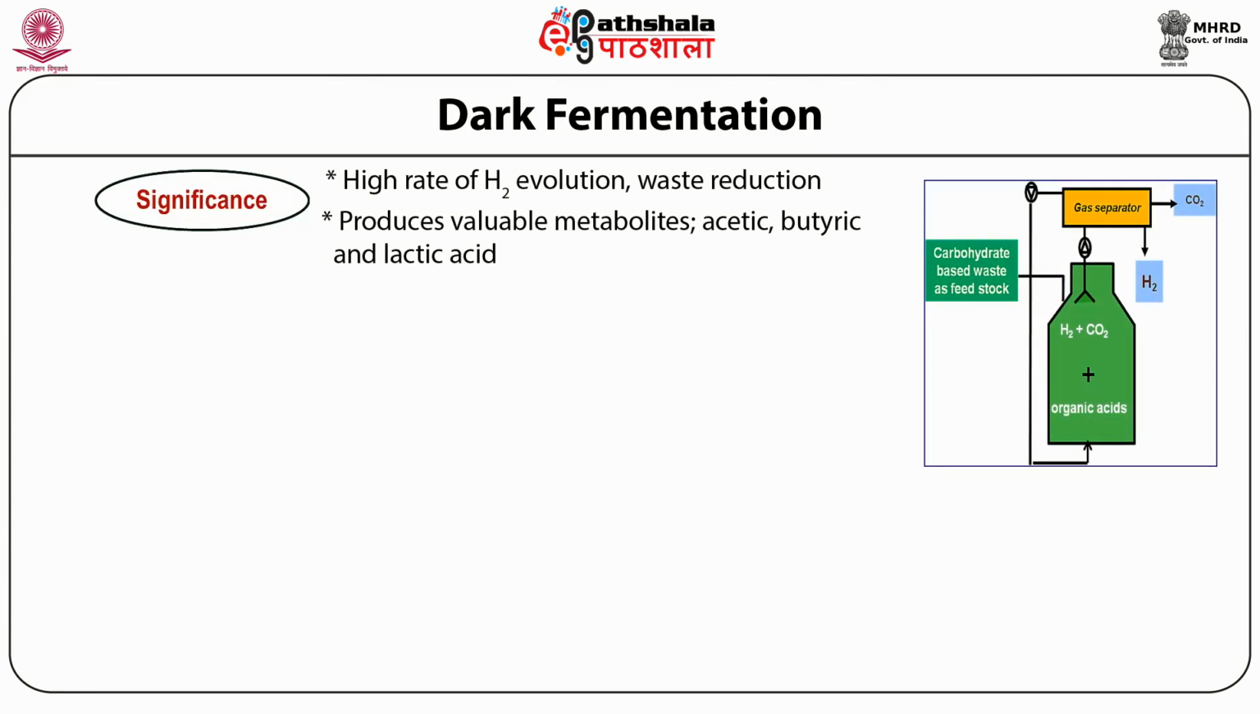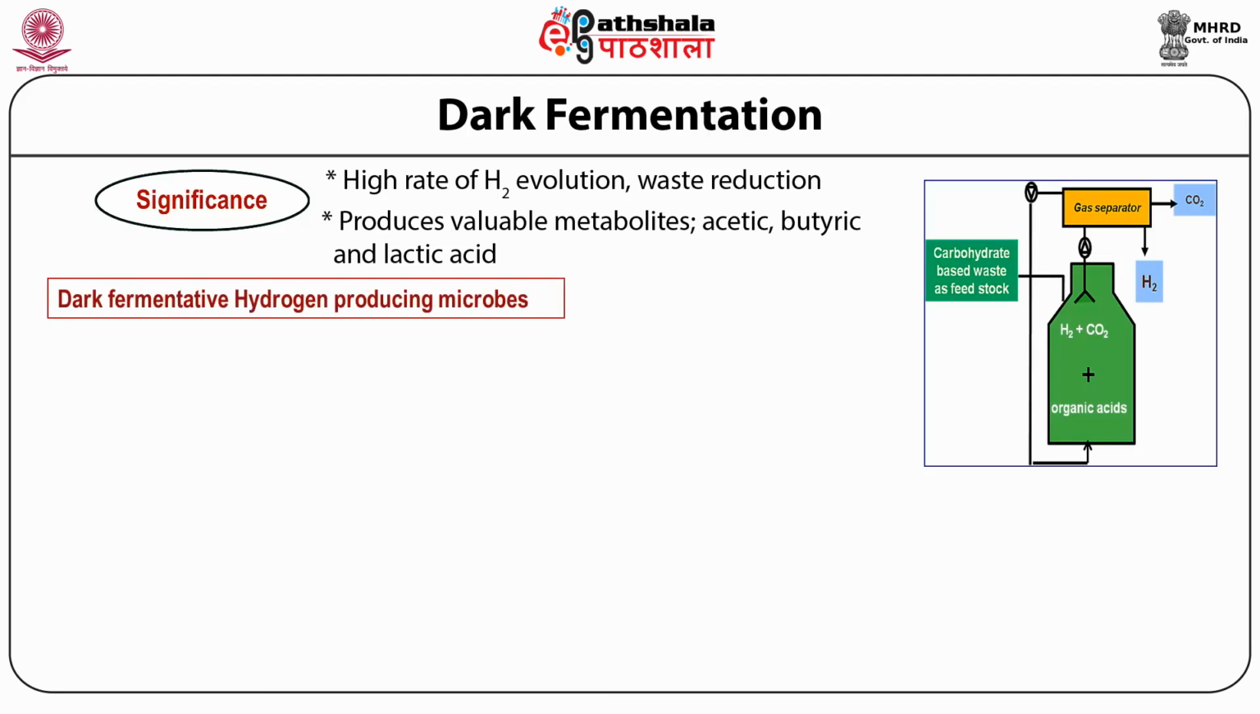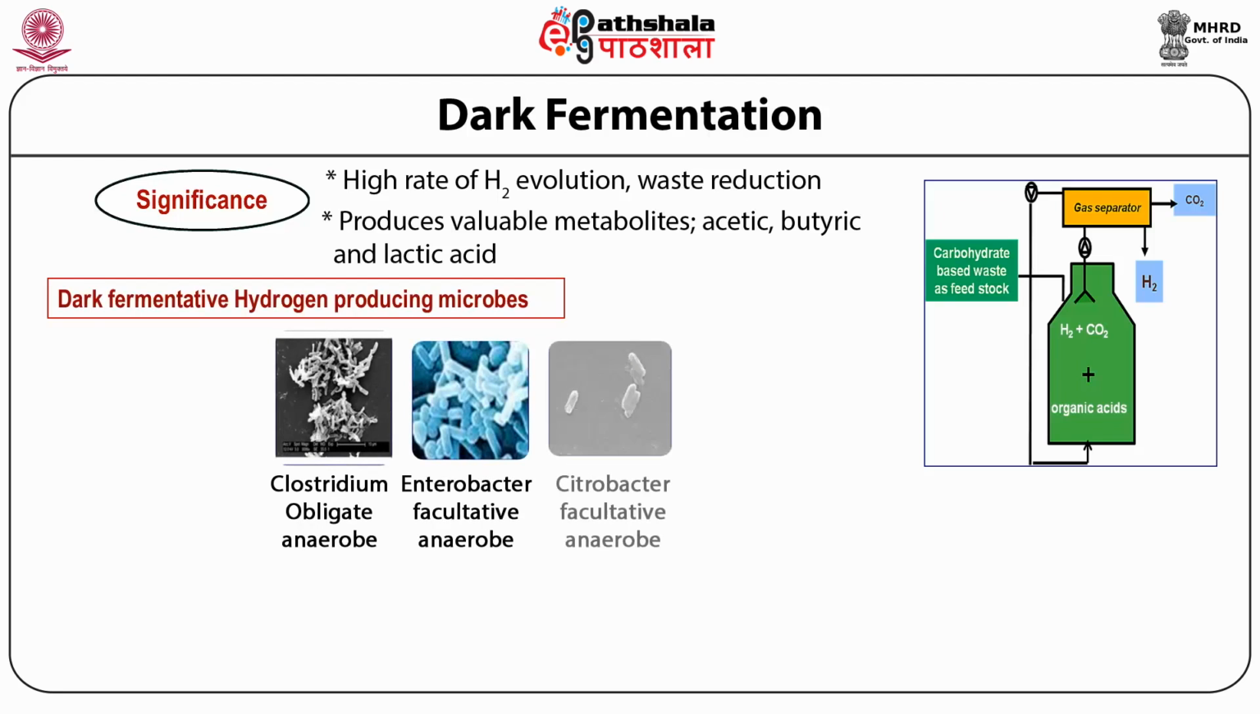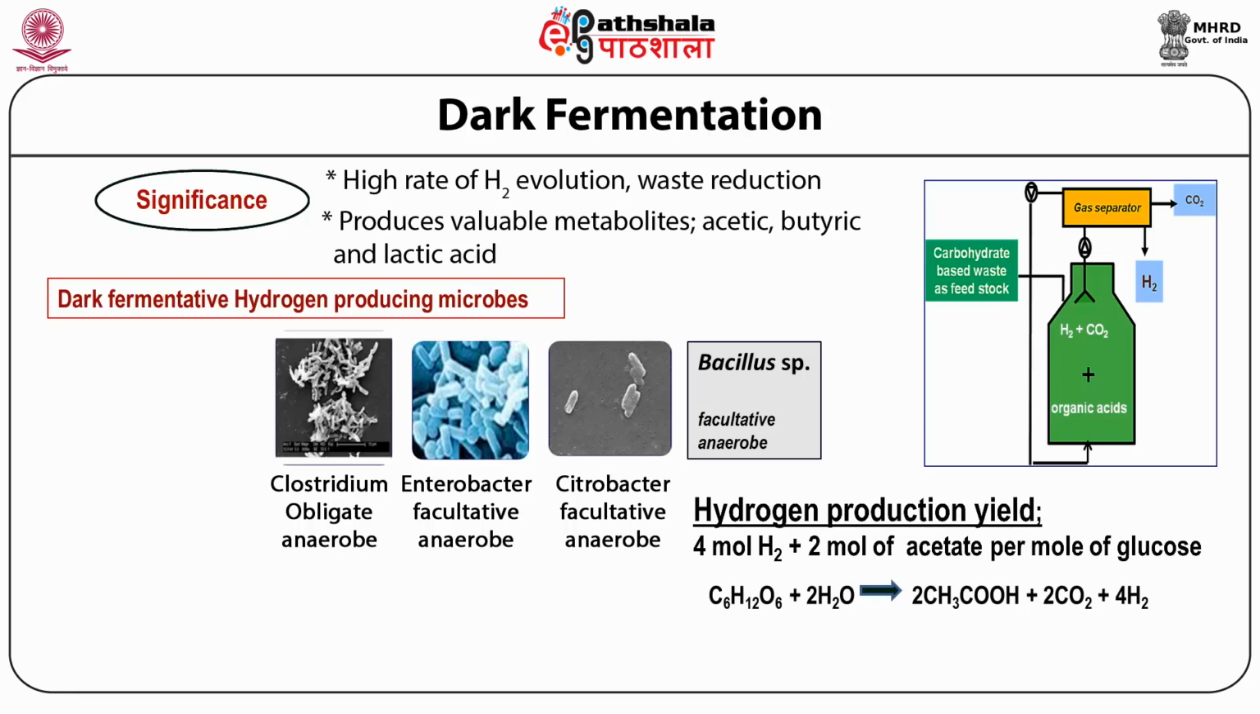Similarly, when we move to the dark fermentation process, as the name indicates, dark means this process doesn't require light as a source of energy, and hydrogen can be produced in the absence of light through the fermentation process from different organic carbon sources. A few of the microbes like Clostridium, Enterobacter, Citrobacter and Bacillus species have the potential to produce hydrogen by fermentation of organic carbon sources in the absence of oxygen. As we have learned earlier also, the biohydrogen production process is a strictly anaerobic process.